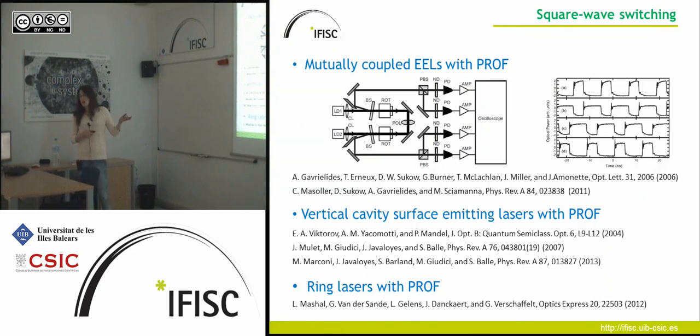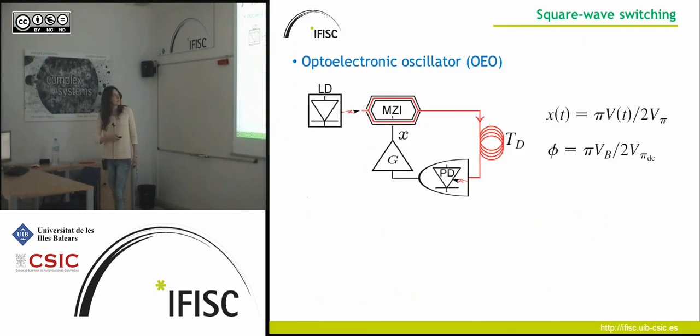Using this setup of polarization rotated optical feedback, square wave switching has also been studied in other systems such as vertical cavity surface emitting lasers or ring lasers. A different scheme that can give rise to square wave switching is an electronic oscillator. This device has an optical part and an electronic circuit.